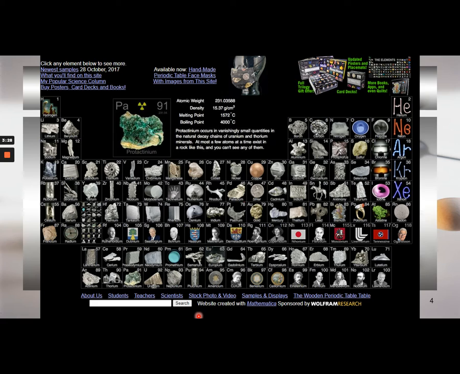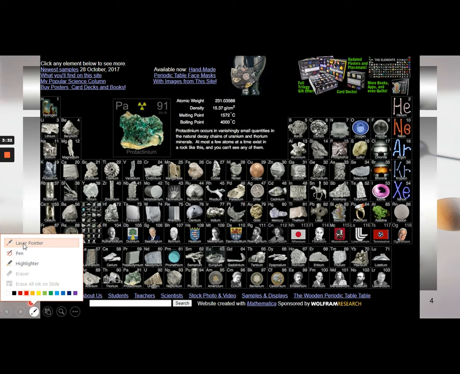Let's see if I can make this work. I don't know why I can't make my little arrow thing go away. Okay, let me turn that off. There we go. Oh, I'm learning how to use this.